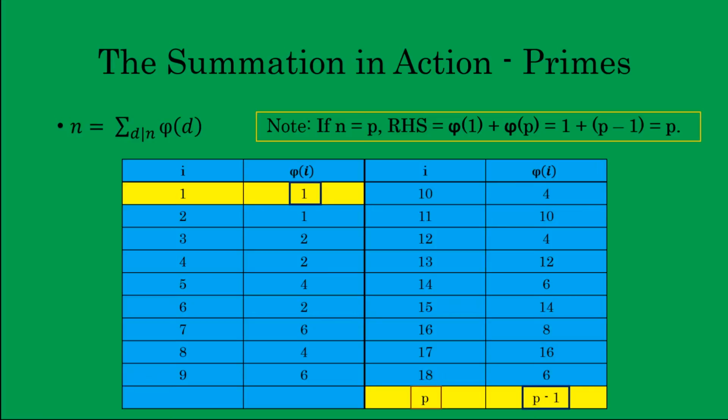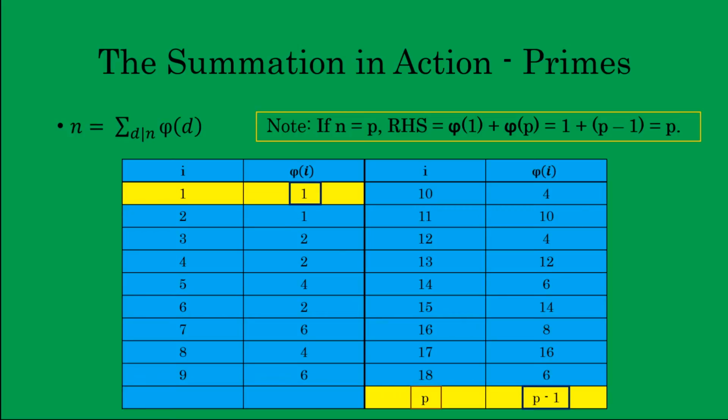n is a prime number, so if n equals p, then the right-hand side, the sum, will be equal to phi of 1 plus phi of p, because, of course, any prime number is only evenly divisible by 1 and itself. And that's a key fact that kind of keeps recurring in these proofs, I suppose. But the point is the right-hand side equals phi of 1 plus phi of p, and we in fact know what phi of 1 and phi of p are.